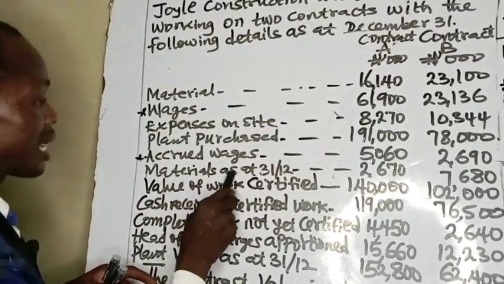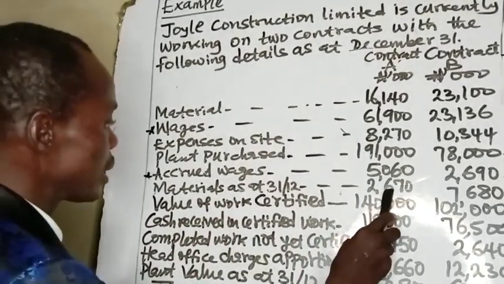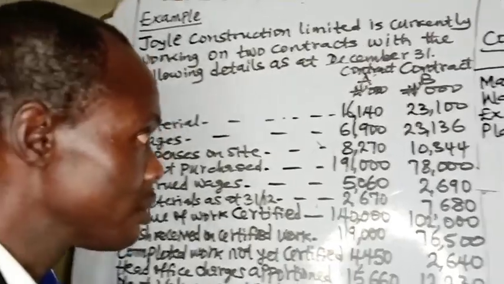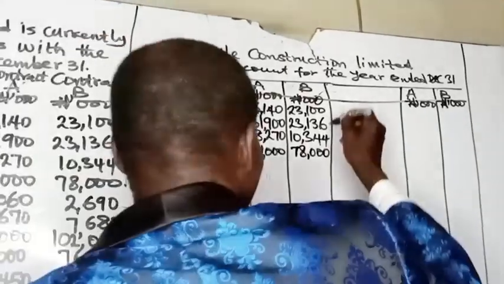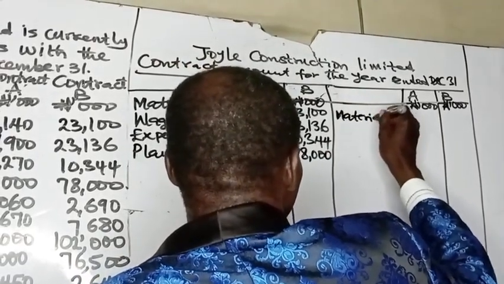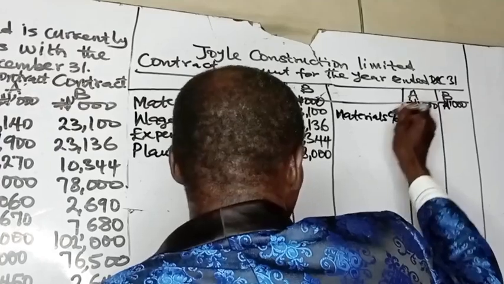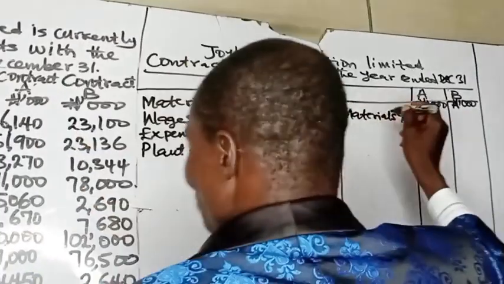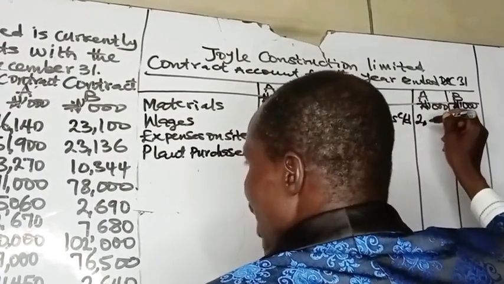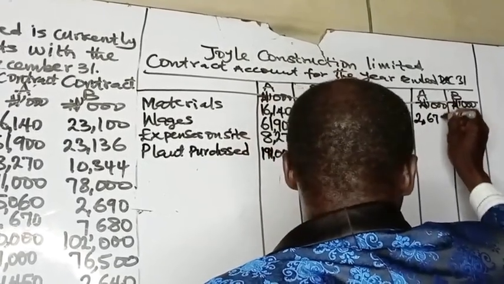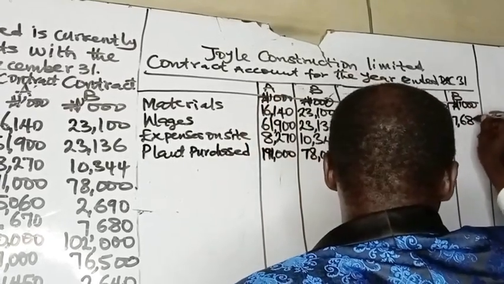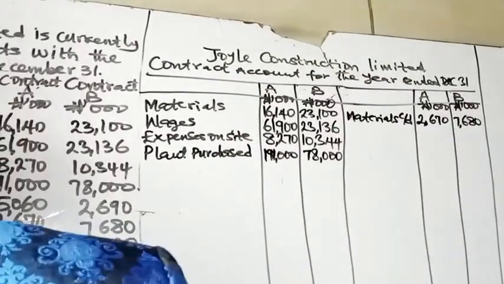So materials carried down, 2,670 and 7,680. That will be credited. Materials carried down, that is unused materials. Because you were given the date, which is the end of the current year, 2,670 and 7,680. Back to the question.